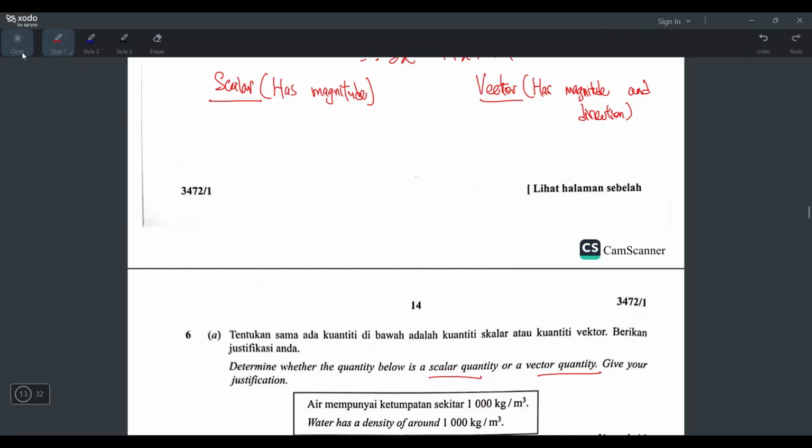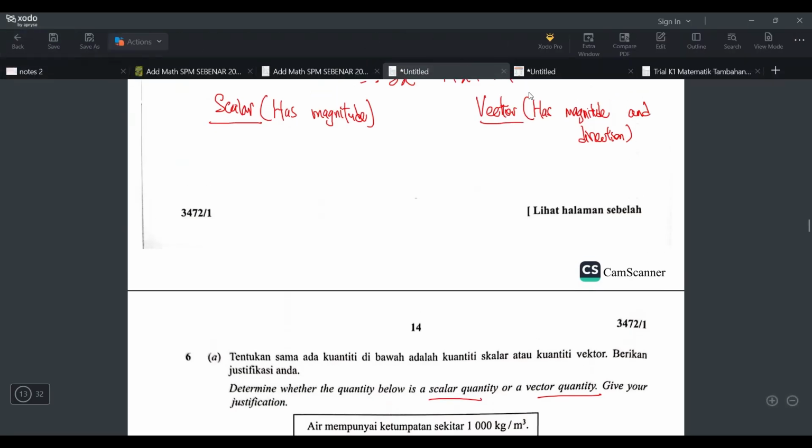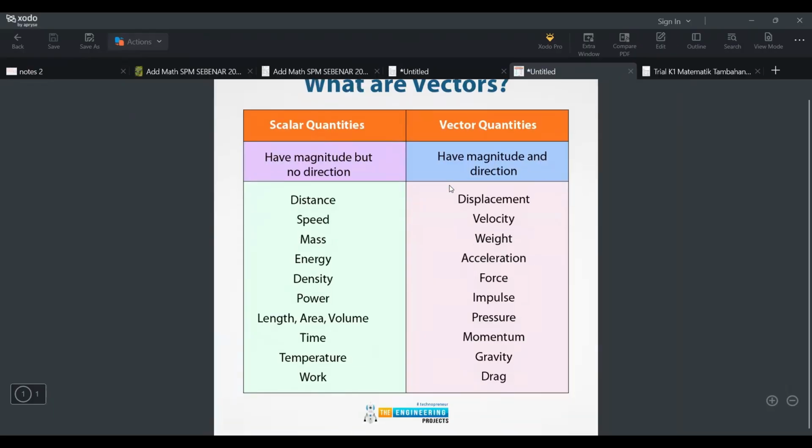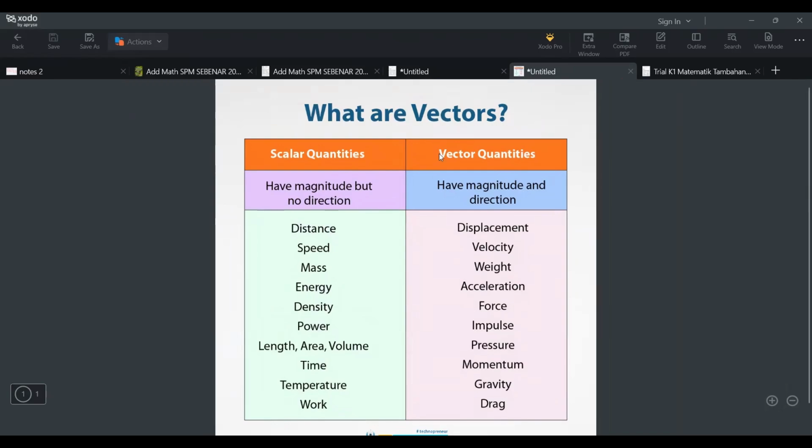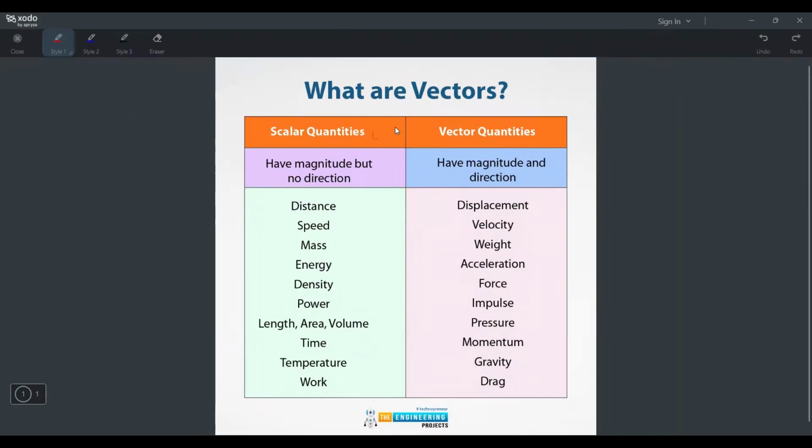So I will show you one table. If you look at this table, you will see more clearly what the difference is. Scalar has magnitude but no direction, it means magnitude only. The vector has magnitude and direction. So distance, no direction. Speed, no direction. The equivalent for distance is displacement. Displacement actually has direction, that's why it's a vector quantity.